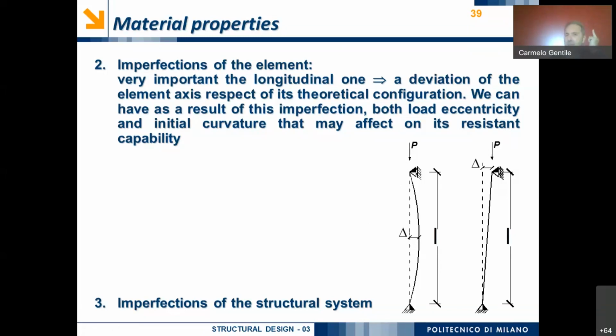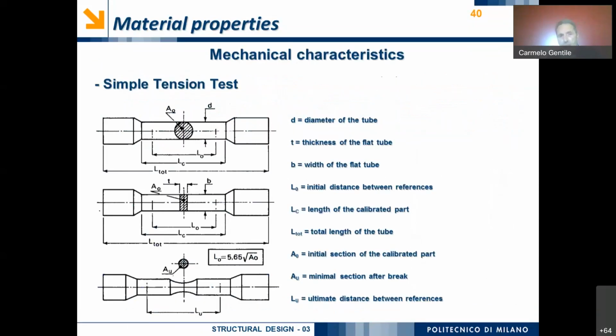Of course, if we have imperfection at the level of the cross section, and at the level of the elements, it is also possible to have imperfections at the level of the structural system. Imperfections that come, for example, from imperfect positioning of the connection. So 1 millimeter of error in the overall geometry, or a few millimeters of mistakes. So imperfections that are more or less related to the construction process.